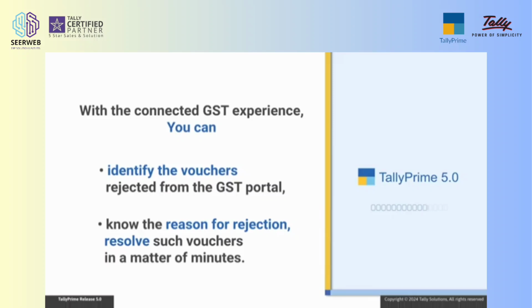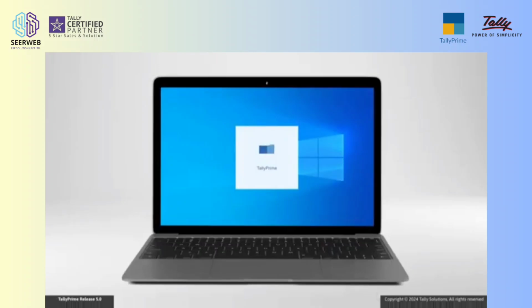You get informed about the rejection in Tally Prime while uploading the vouchers. You can then easily navigate to the relevant report to identify the reason for rejection and resolve the vouchers. Let's see how to do it.